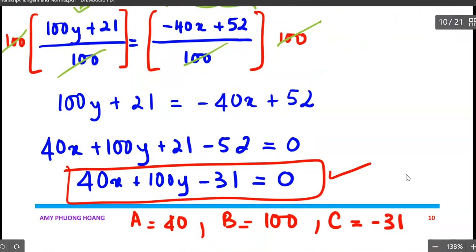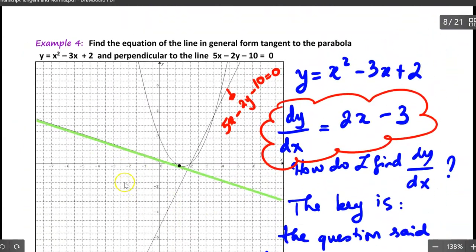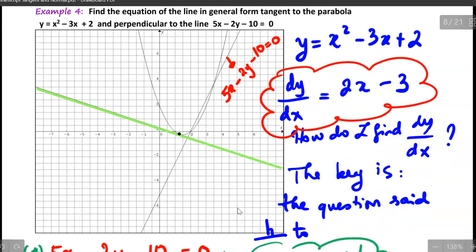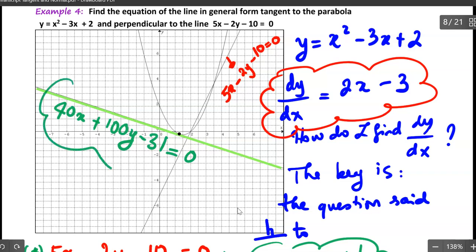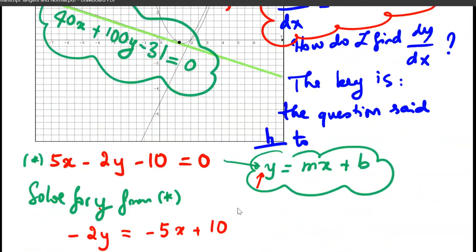All right, so let me write this equation where we have to write it on our graph. Okay, so I go back to our graph. So this is the tangent line, and the equation for this tangent line, which we found, is 40x plus 100y subtract 31 is equal to 0. Okay, a is equal to 40, b equals 100, and c equals negative 31.